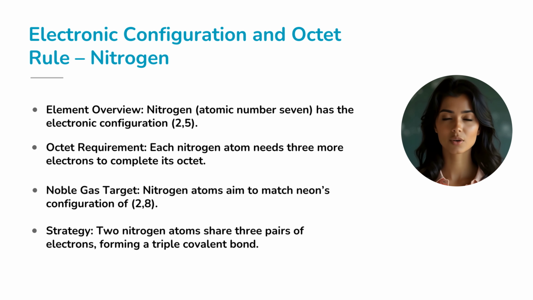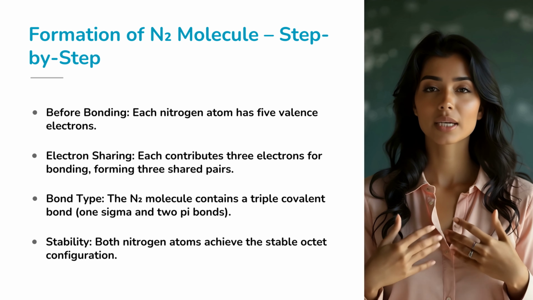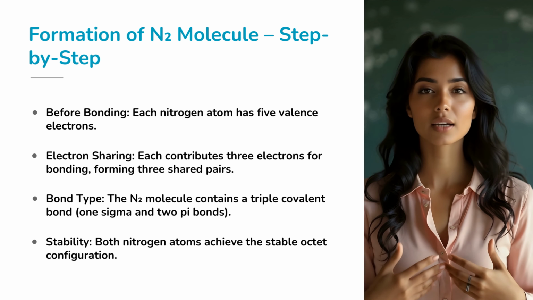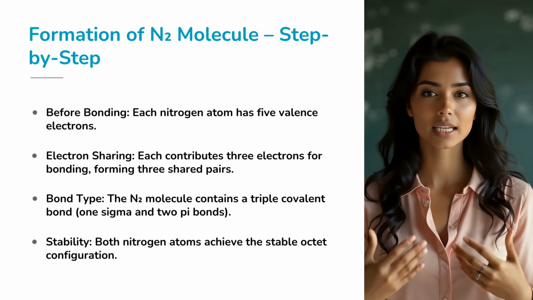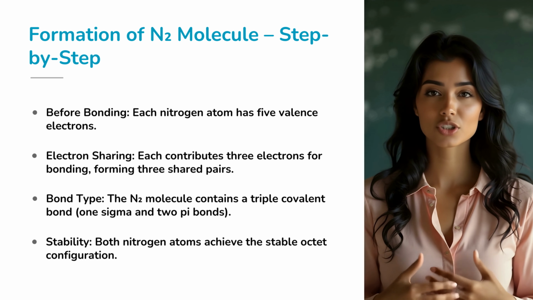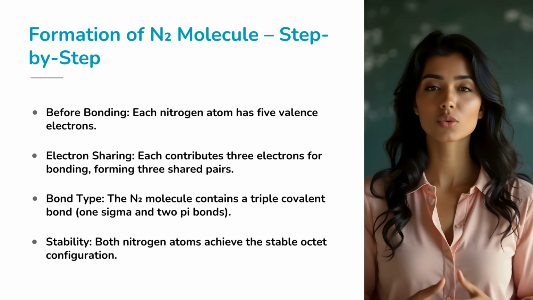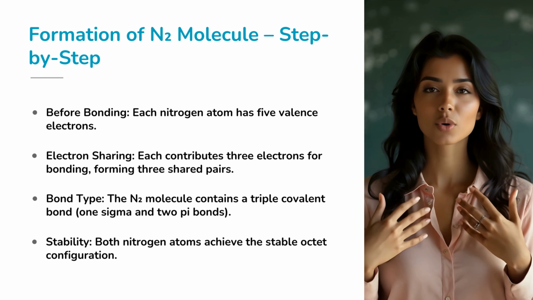Let's now see how this actually looks when we form a nitrogen molecule. Here's how 2 nitrogen atoms come together to form the diatomic nitrogen molecule. Each nitrogen atom has 5 valence electrons. That's 2 paired and 3 unpaired. When bonding begins, each nitrogen atom shares its 3 unpaired electrons with the other. So, we get 3 shared electron pairs, forming a triple covalent bond.